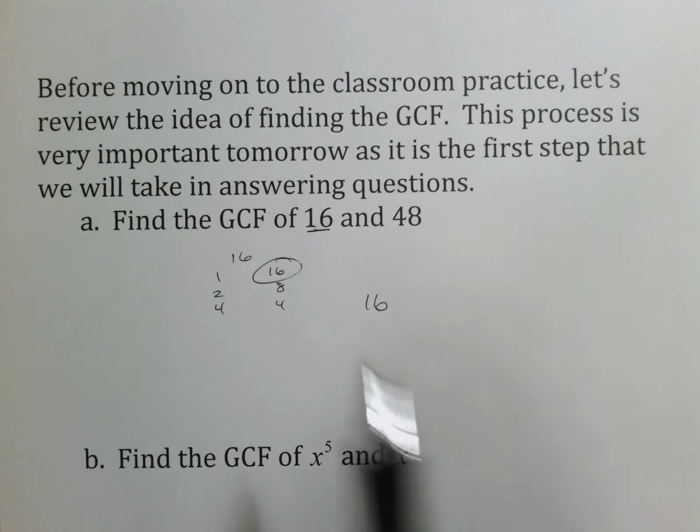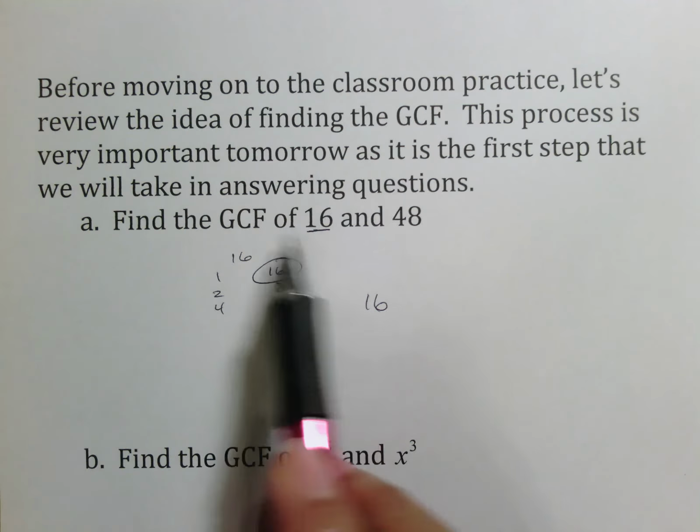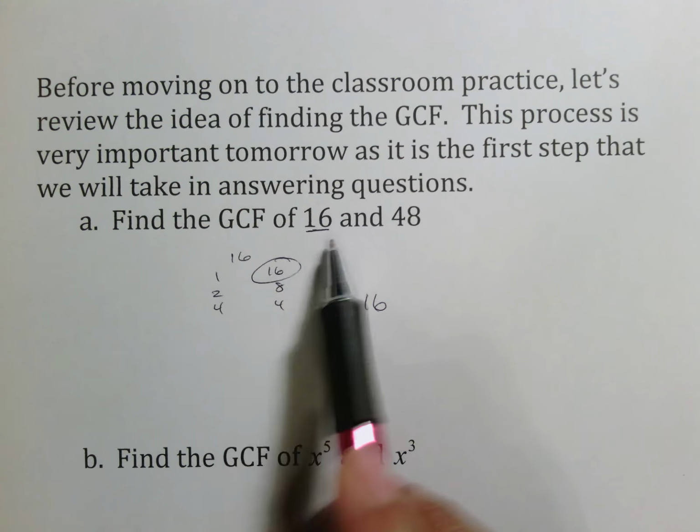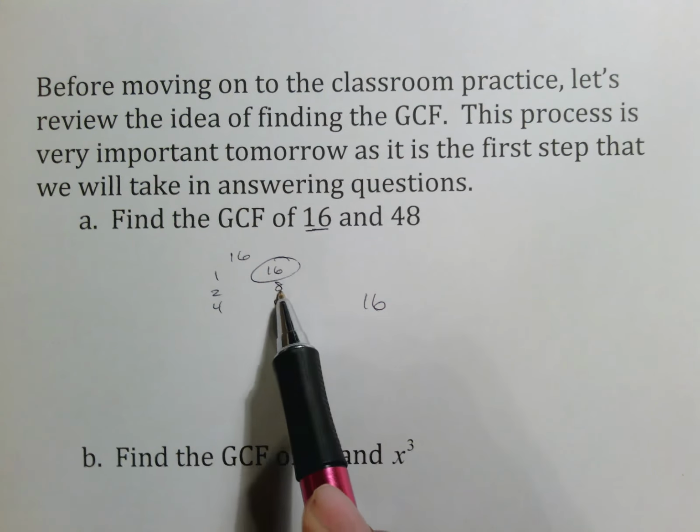So it's that simple. Again, you simply make the tree for the smaller number because it should be less work, and then you take from the biggest to the smallest. If 16 didn't work, then we'd check 8. If 8 didn't work, we check 4. If 4 didn't work, we check 2 until we find a number that goes into both.